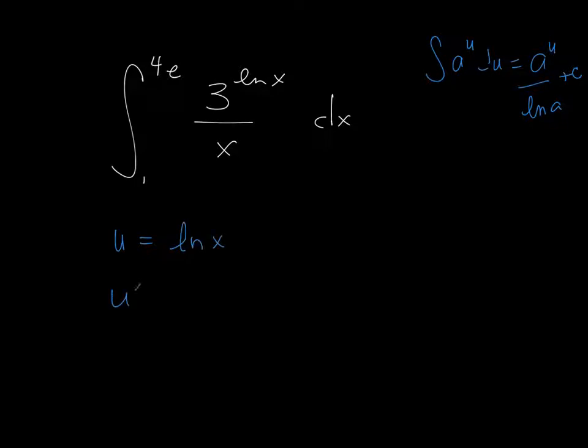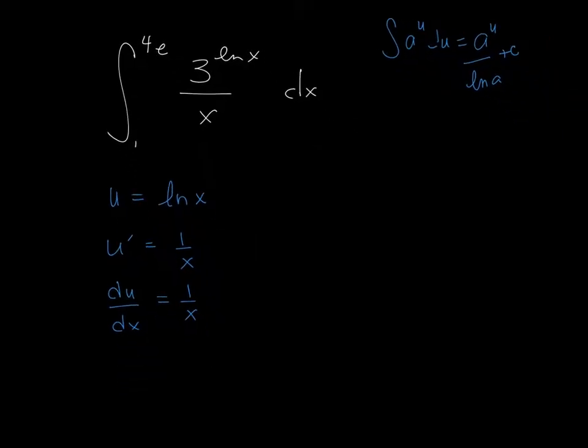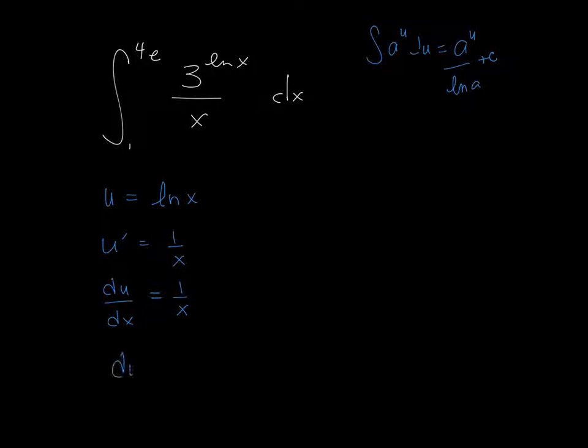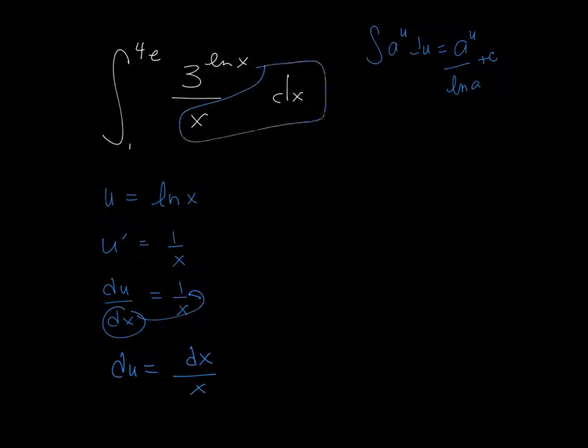Now the derivative of the natural log of x is just 1 over x. So I write that as du over dx is equal to 1 over x. Or I can go ahead and say that du is equal to dx over x. So I have that. I want to let all of this now equal du. This is my u value, so I can go ahead and rewrite my integral.